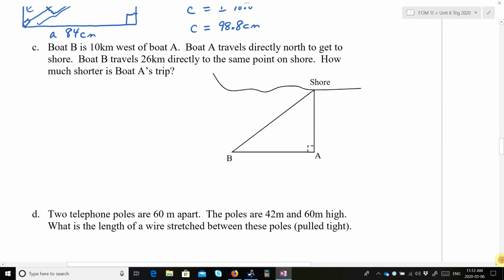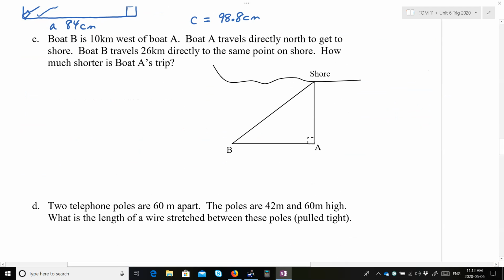All right, letter C. Boat B is 10 kilometers west of boat A. Boat A travels directly north to get to shore. Boat B travels 26 kilometers directly to the same point on shore. So this is 26. How much shorter is boat A's trip? So we're going to have to figure out boat A's trip and then find the difference between that and boat B's trip. So that's the extra step.